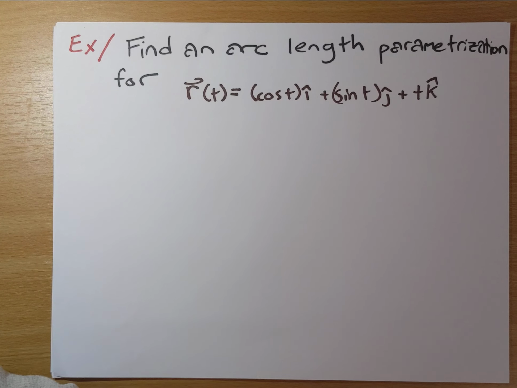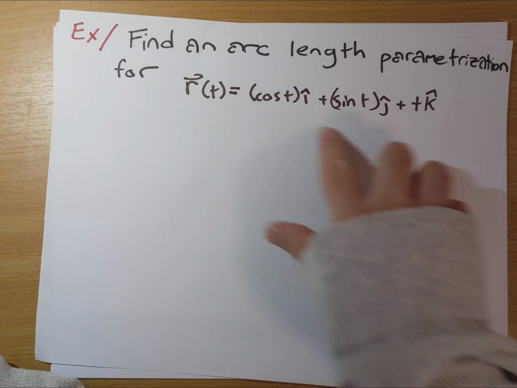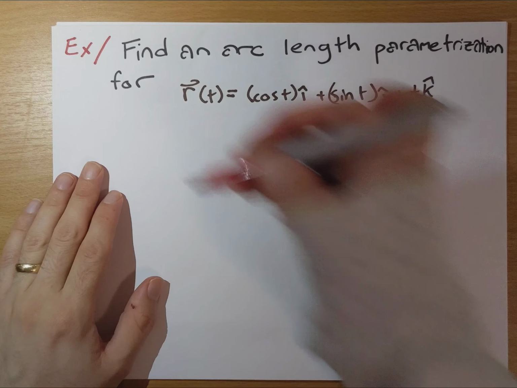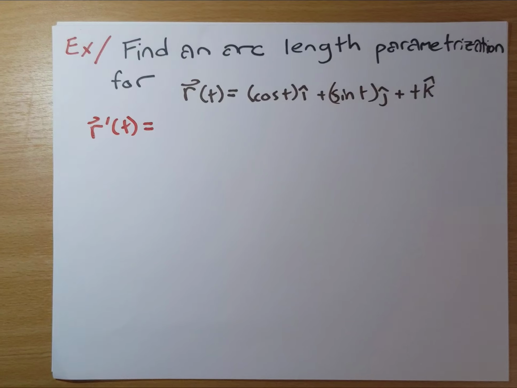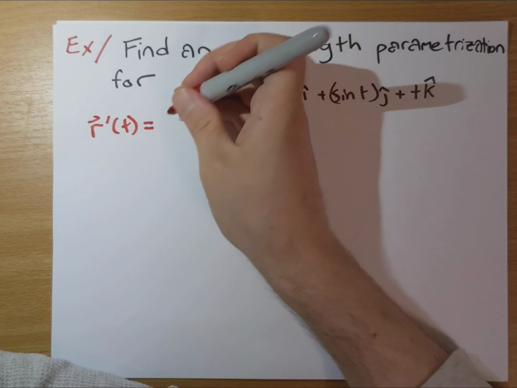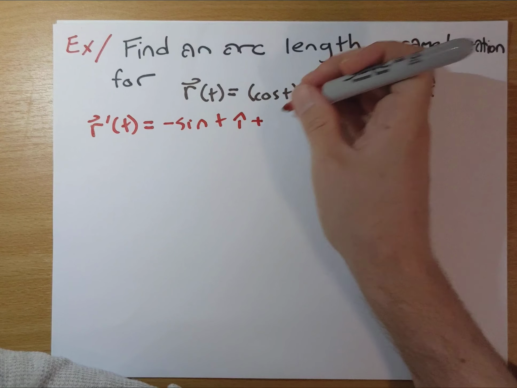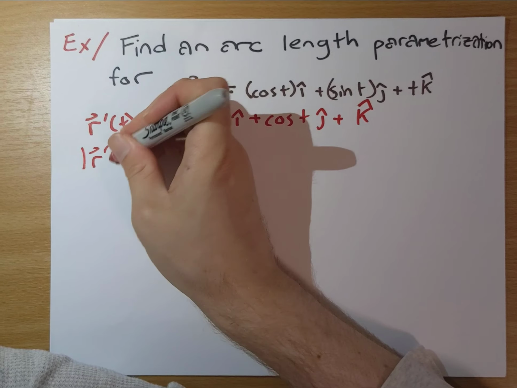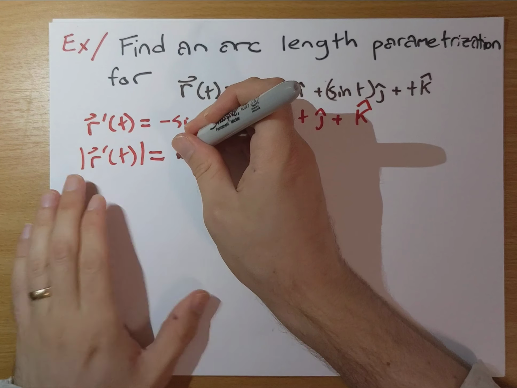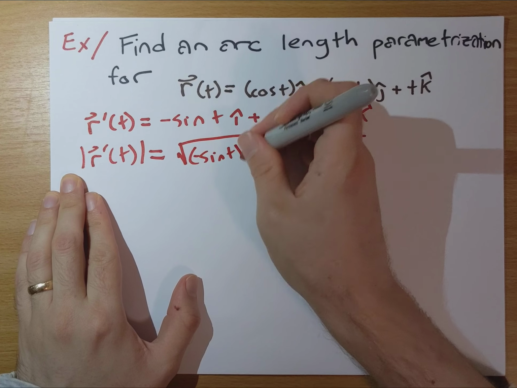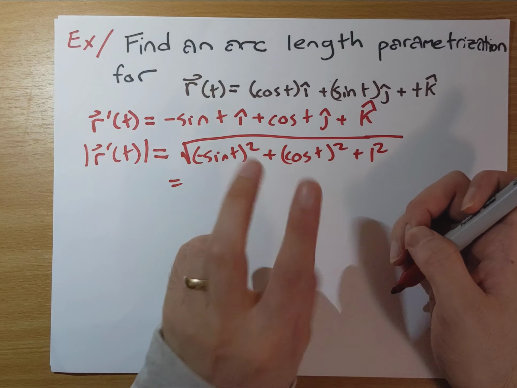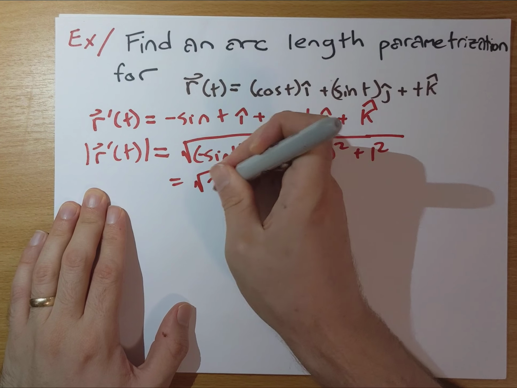As an example, let's find an arc length parameterization for this one right here. This should look familiar. This is our helix example that we return to so often. The very first thing we have to do is compute r prime of t. Taking the derivatives, it's negative sine t i hat plus cosine t j hat plus 1 k hat. Then we need the speed. This is the square root of negative sine t squared plus cosine t squared plus 1 squared. Sine squared t plus cosine squared t is 1, 1 plus 1 is 2, so this is the square root of 2.